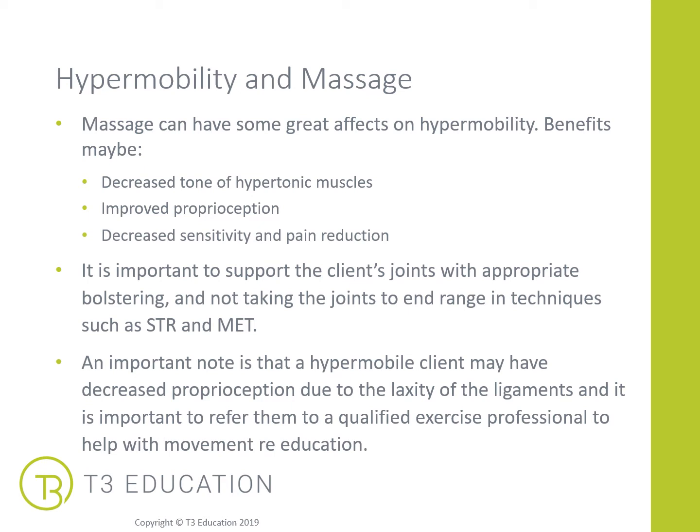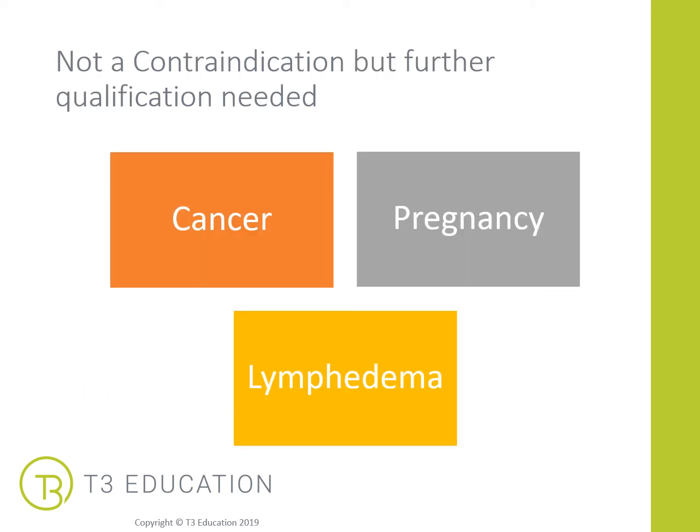One note is that hypermobile clients may have decreased proprioception due to the laxity of the ligaments, and it's important to refer them to a qualified exercise professional to help them with movement re-education. These aren't contraindications, but you must get qualified to practice and work with these types of clients.